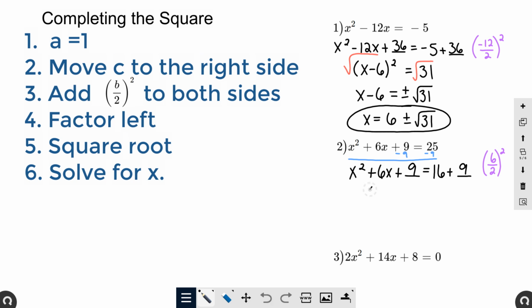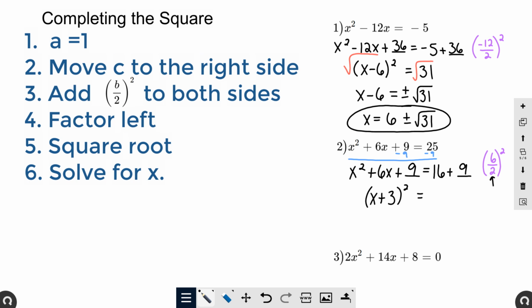Now the next thing that we want to do is factor. The left side is always going to factor into something squared. And the first thing in that something is x. What comes next is either half the middle or square root of the last. So what's half of 6? What's square root of 9? So in here, plus 3. It's also this number right here. 6 divided by 2 is 3.